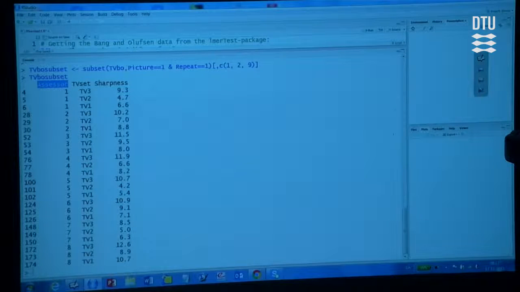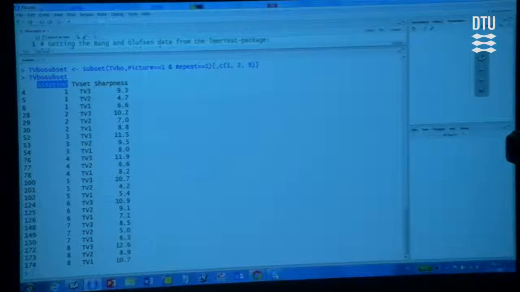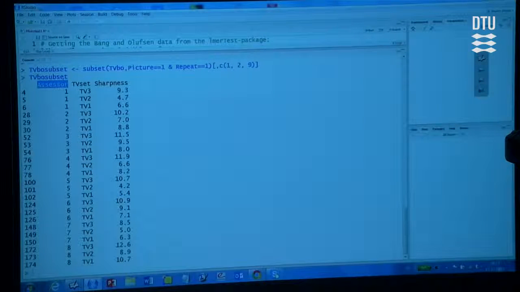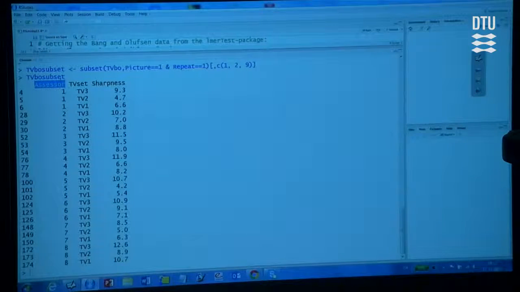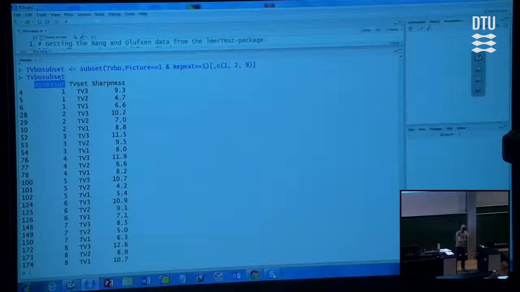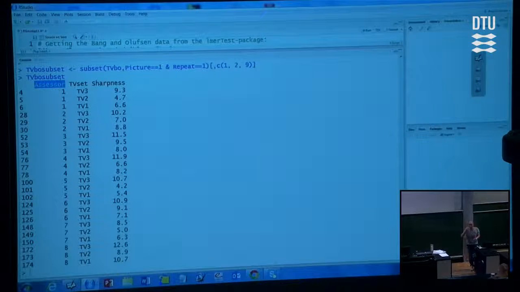Then in addition, I also have some persons actually doing the scoring. There are 8 persons in this so-called sensory panel, or a vision panel in this case at Bang & Olufsen, and each of them scores all 3 TV sets. So it's the same 8 persons that score the 3 TV sets. That is what is different compared to last week.